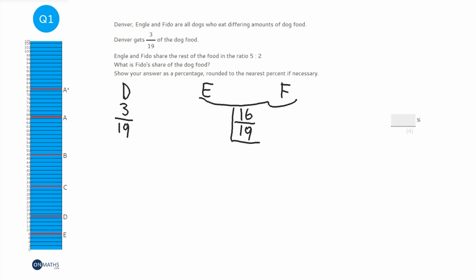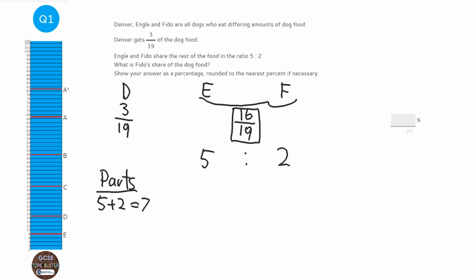So that's how much food they'll get, but they're sharing it in the ratio of 5:2. So in total, the amount of parts they have is 5 plus 2, which is 7. So there's 7 parts altogether. Okay, and each part, so one part, is going to be worth, well, as a fraction, it's 16/19 divided by 7. So 16/19 on the calculator divided by 7, which gives us 16/133. So that's the fraction of each part.